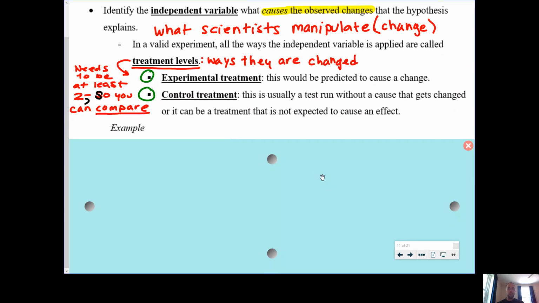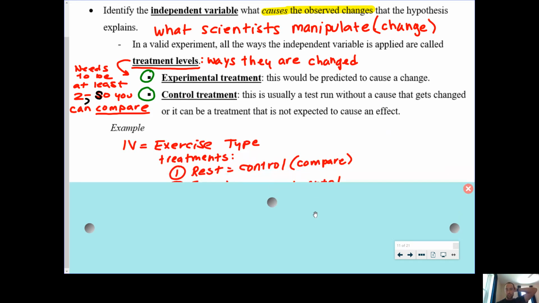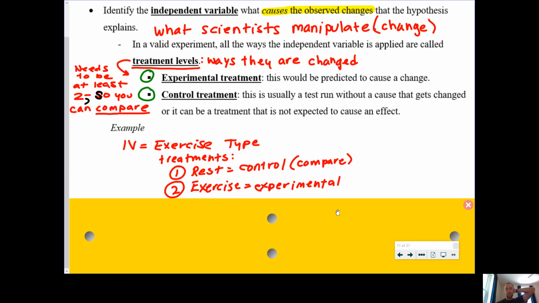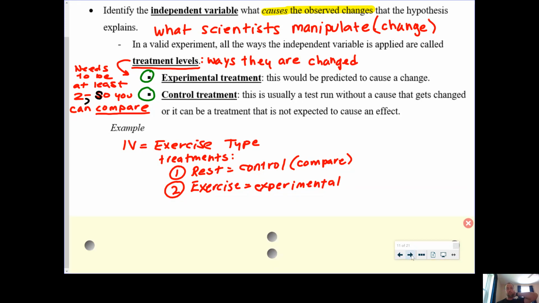But there's other things where, if you're learning about a particular medicine or a vaccine and I want to have a placebo group, that's ultimately a control treatment. So in this case, exercise type, what we're saying is rest or no exercise is going to be our control, and then our exercise is our experimental group.